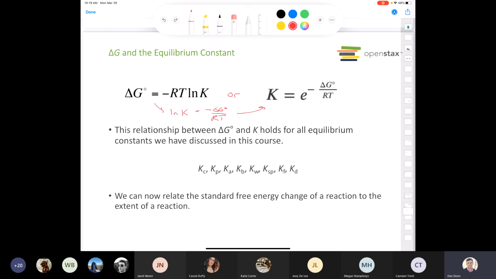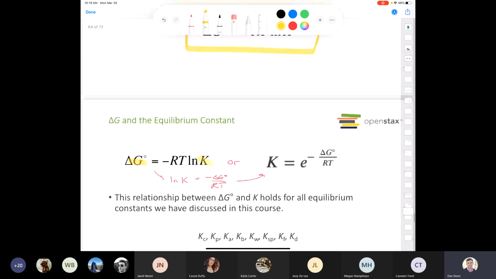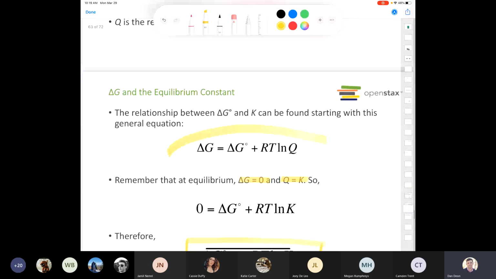Now what we've got is a beautiful way to tie standard free energy change to the extent of our reaction. Works really well. All right. With that in mind, I want to try a problem from the book where we're going to use this formula, delta G is equal to delta G naught plus RT ln Q.